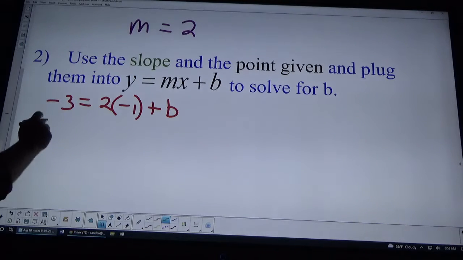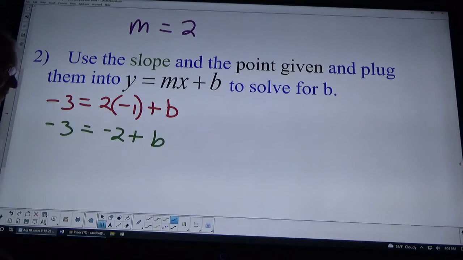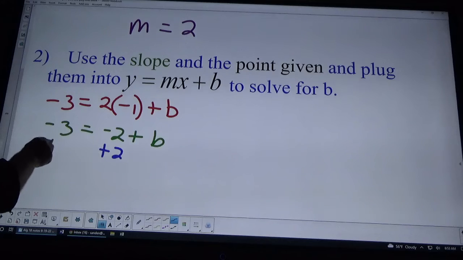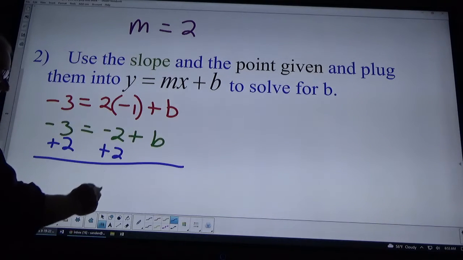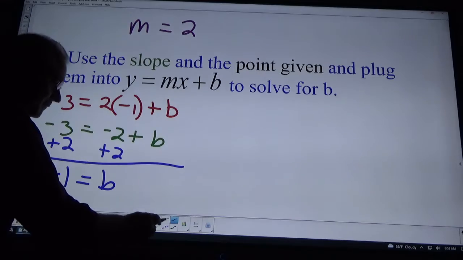I need to solve for b, and I do that by multiplying here and then adding the opposite, +2 in this case, to both sides. B is going to be -1. Now it's a coincidence that x and b came out to the same thing.